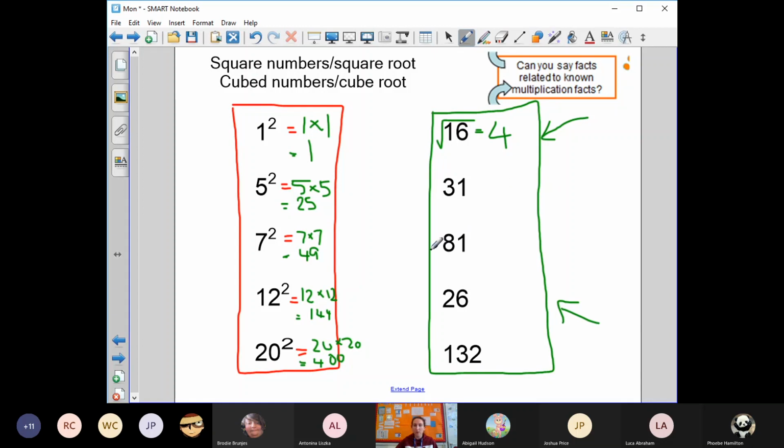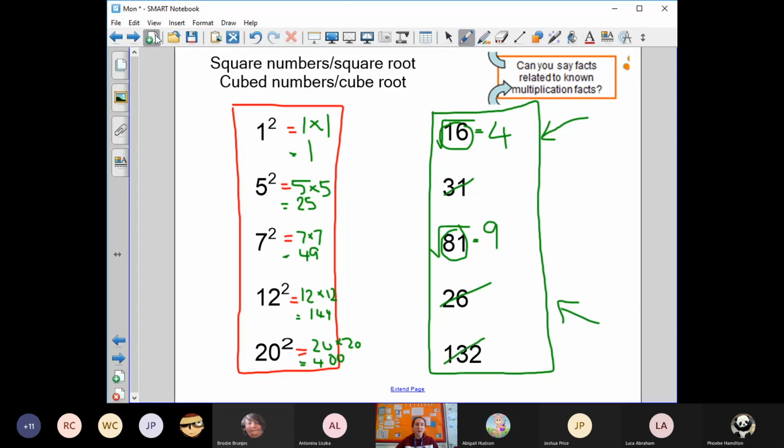Brilliant. Yeah, well done, Luca, and well done, Abina. So 81 is the other one, which the square root of 81 is 9. Okay, so 81 and 16 are square numbers, okay, because they are made by multiplying a number by itself. Brilliant. None of the others are square numbers because they're not made by multiplying anything by themselves.